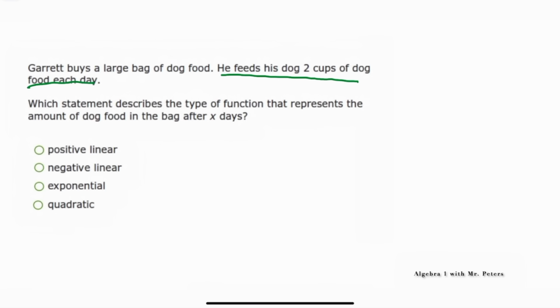And if he has a big bag and he takes 2 scoops out every day, we know that it's a negative linear relationship because every day the dog food has 2 less cups.